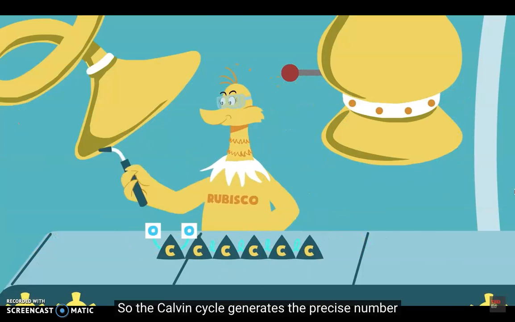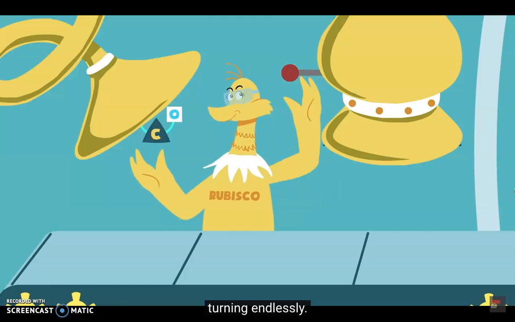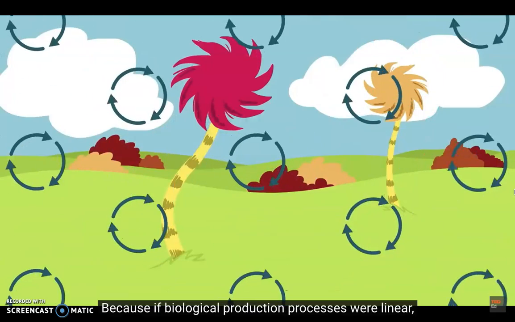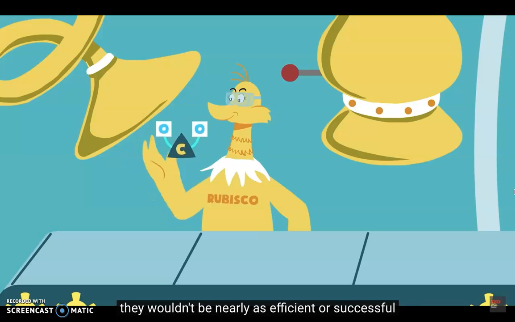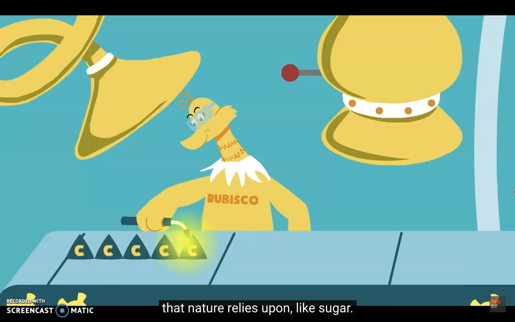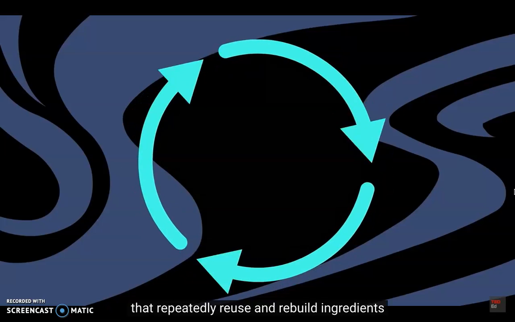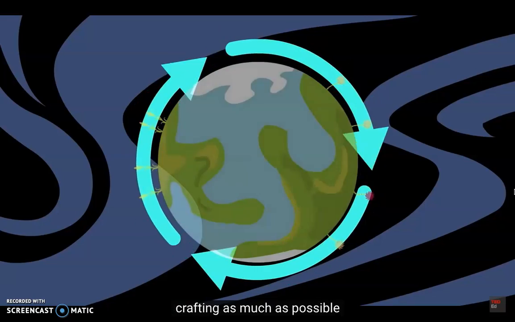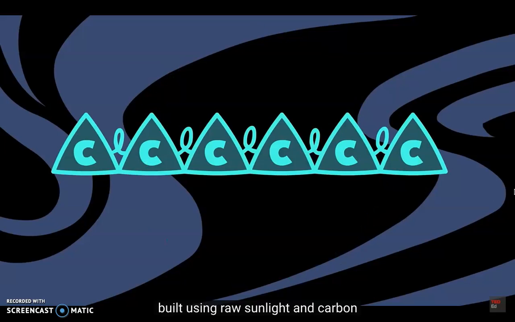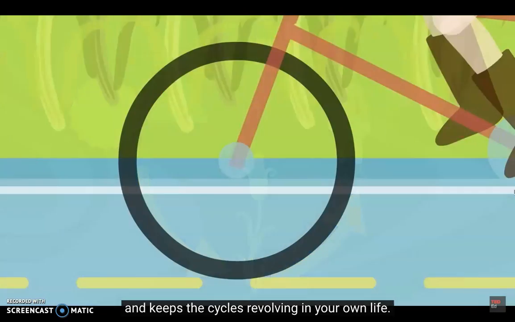So the Calvin cycle generates the precise number of elements and processes required to keep this biochemical production line turning endlessly. And it's just one of the hundreds of cycles present in nature. Why so many? Because if biological production processes were linear, they wouldn't be nearly as efficient or successful at using energy to manufacture the materials that nature relies upon, like sugar. Cycles create vital feedback loops that repeatedly reuse and rebuild ingredients, crafting as much as possible out of the planet's available resources. Such as that sugar, built using raw sunlight and carbon, converted in plant factories to become the energy that powers you and keeps the cycles revolving in your own life.